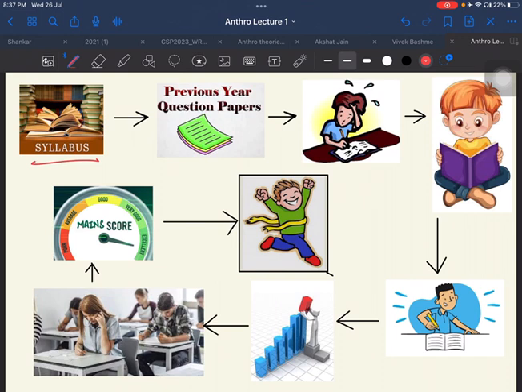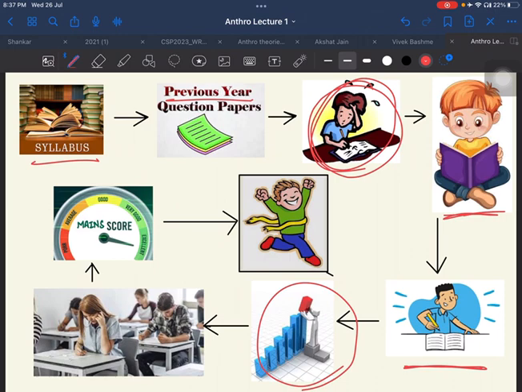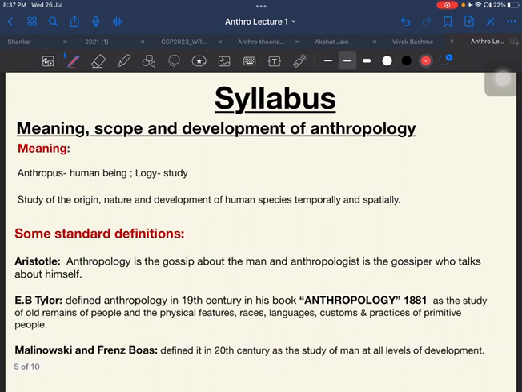We will have the syllabus, we will do the previous year question papers, we will comprehensively make notes, we will learn them, we will do some answer writing practice, we will add value, we'll go to the exam center and definitely write answers. And with God's grace, we will get good marks in mains so that we achieve our aim. So, this is the basic plan. Now, let us start with today's class.